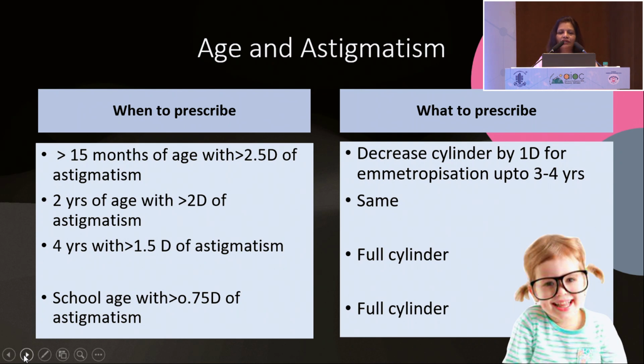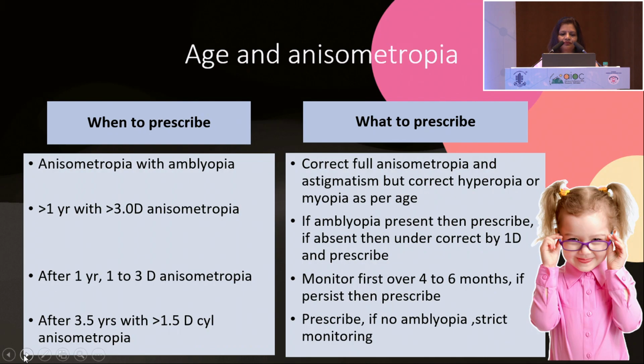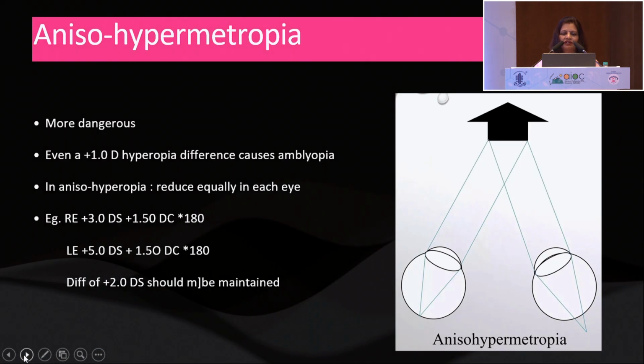And what if you are dealing with astigmatism? If the child is more than 1.5 years or more than 2 years, and the astigmatism is more than 2 or 2.5, decrease the cylinder by 1 diopter up to 3 to 4 years of age. And in school-age children, again you have to prescribe the full cylinder. In cases of anisometropia with amblyopia, correct the full anisometropia and astigmatism, but correct hypermetropia and myopia as per the age. And after 3.5 years, you have to prescribe it fully. If there is no amblyopia, there should be strict monitoring.